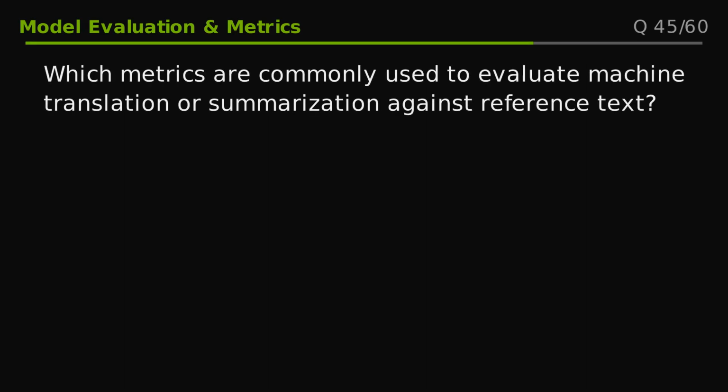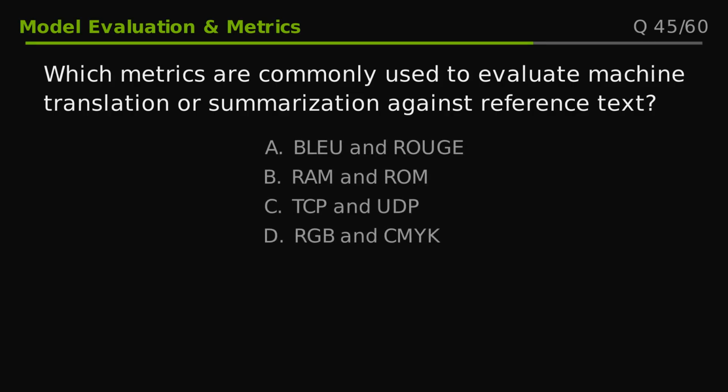Question 45. Which metrics are commonly used to evaluate machine translation or summarization against reference text? Option A. ROUGE and others. Option B. BLEU and ROUGE. Option C. and others. Option D. and others.